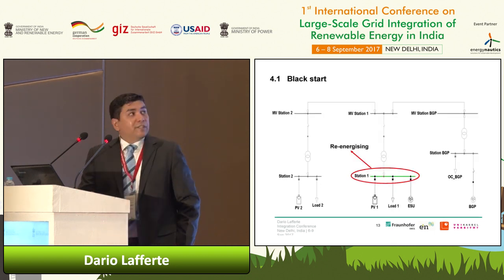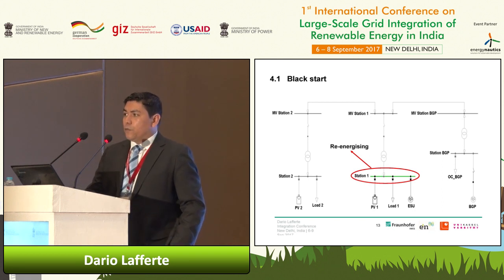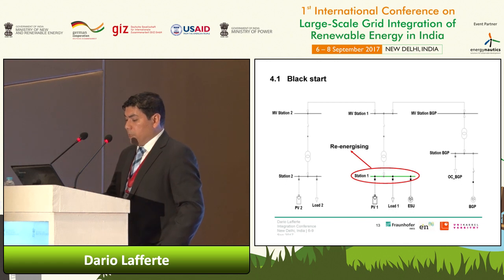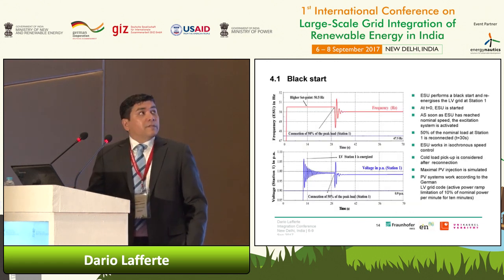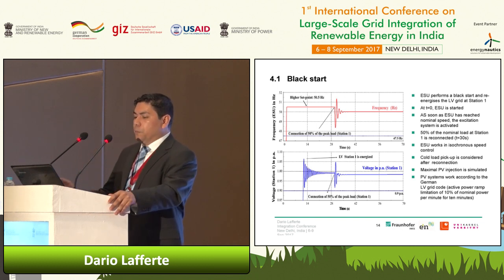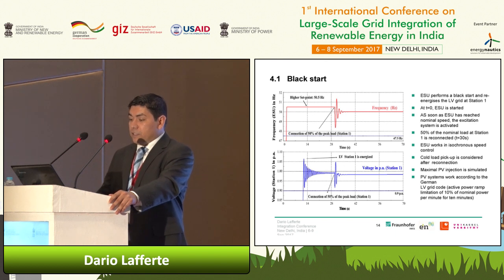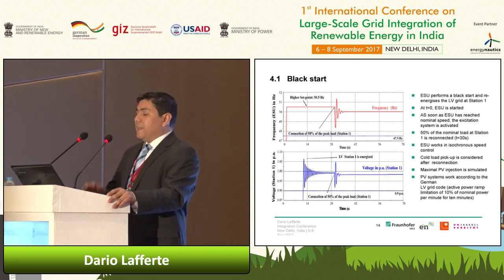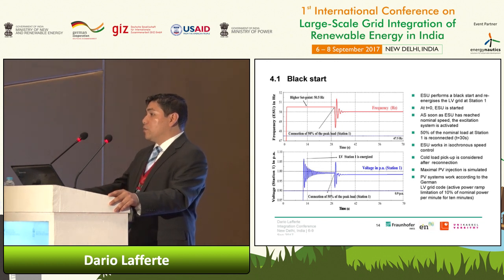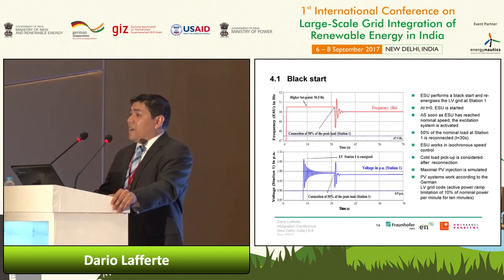For the black start, we re-energize the low voltage side of the transformer at substation 1. And we can see here the output frequency of the ESU. As soon as we achieve nominal speed, we activate the excitation system of the ESU in order to achieve nominal voltage. After that, we reconnect the feeders of this low voltage grid. We set a higher frequency set point in order to avoid the reconnection of PV systems if they are connected directly to the low voltage side of the transformer. After reconnection, we change the frequency set point again to 50 Hz.